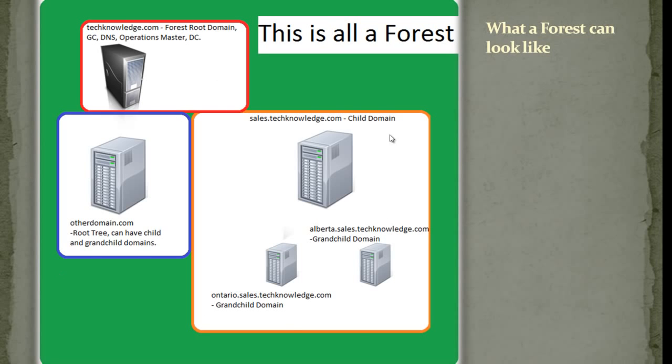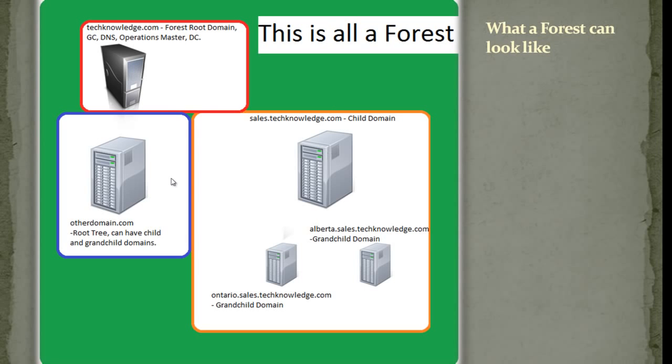And these all connect like a trust. Here in the red box, I just separated that. That's our domain controller. Here in the orange box, that's our tree, and this is our other tree. So sales.technology.com is a child domain, Alberta.sales.technology.com is a grandchild domain, and Ontario.sales.technology.com is another grandchild domain. These are all set up with transitive trust, and they all link back up to this forest root domain, and this is the root tree.